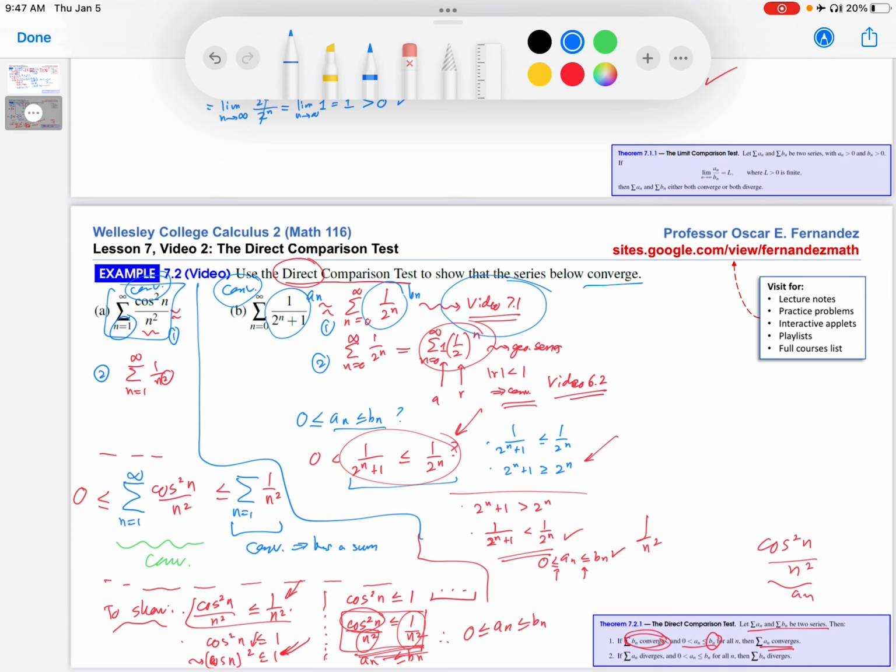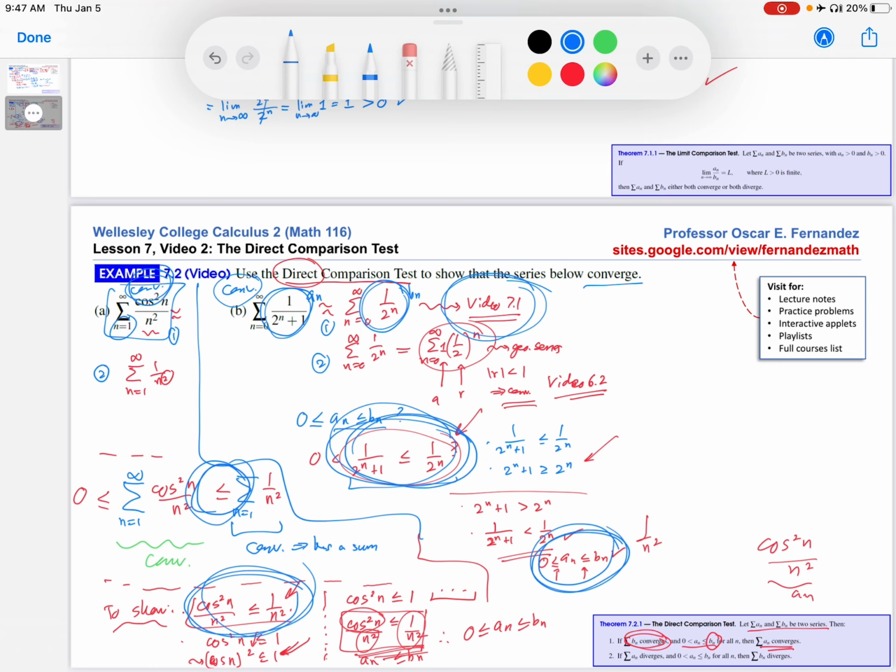Right? So for the direct comparison test, like we talked about, there's a lot of inequalities, right? So we're dealing with inequalities all the time here. You may not have dealt with inequalities a lot, or maybe it has been a long time since you've done that. Okay, so this is a skill that's going to come in real handy. You might want to work on that if you're going to be using the direct comparison test a lot.